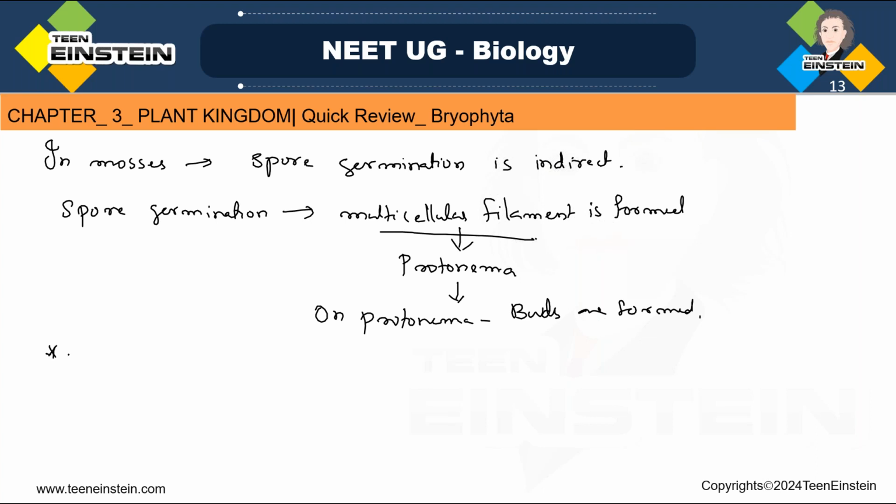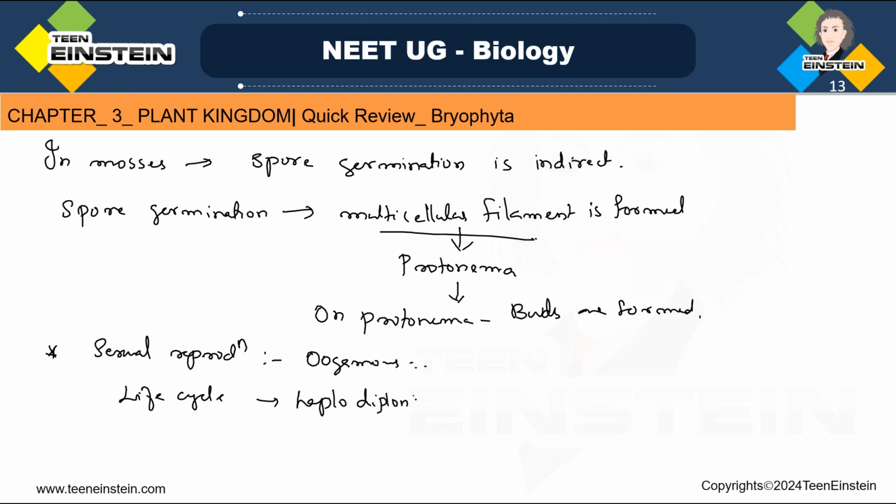The special points we need to note down are about sexual reproduction in Bryophyta. In bryophytes, sexual reproduction is of the oogamous type, and the life cycle is haplodiplontic. In Bryophyta, the sporophyte is dependent on the gametophyte; both are not independent.